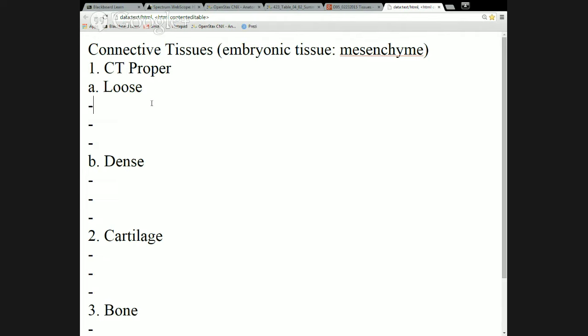So let me just run through these different types here. The loose connective tissues as a group are usually thought of as being kind of gel-like in consistency.